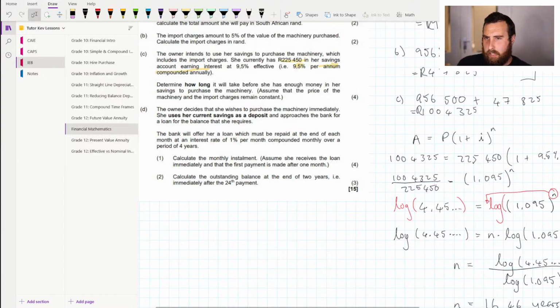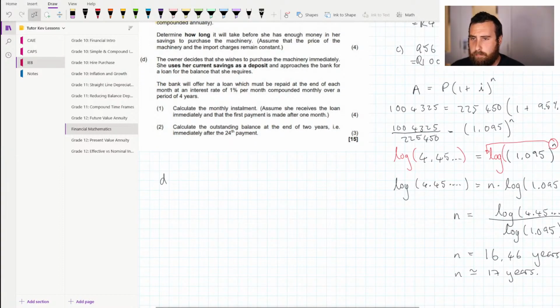So she approaches the bank and asks for a loan. The bank will offer a loan which must be repaid at the end of each month with an interest rate of 1% per month, compounded monthly over a period of 4 years. So here they're saying 1% per month, and that is essentially the i over m, right? So we don't need to account for that idea. We literally can just work with 1% as if it were 12% per annum. Right, so that's what we're going to do.